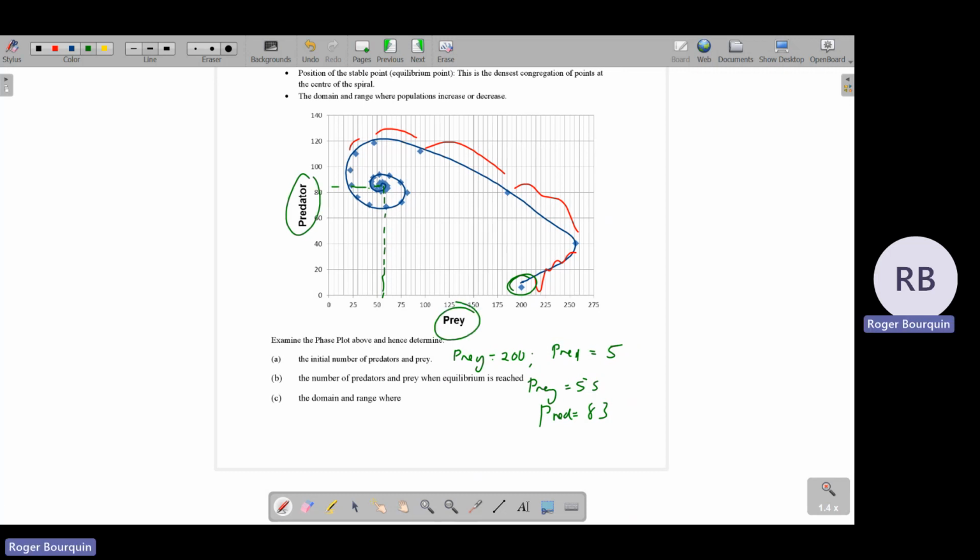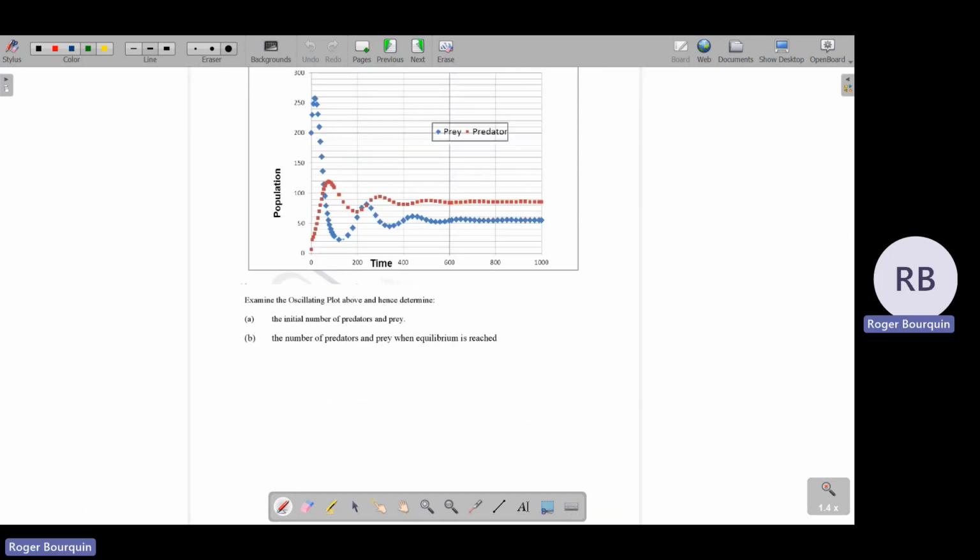Okay, now you've got time on the x-axis, and you've got the population of each one. So prey is included. On the previous diagram, the starting point, in blue, the prey started at 200 and the predator started at 5. Those are those two points over there, right? Then there are these massive oscillations.